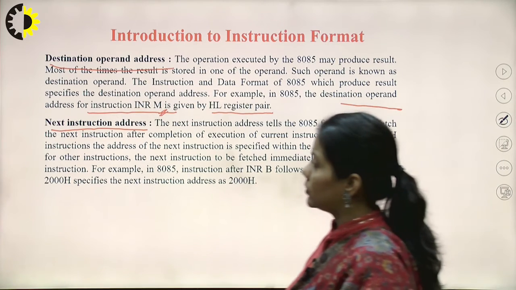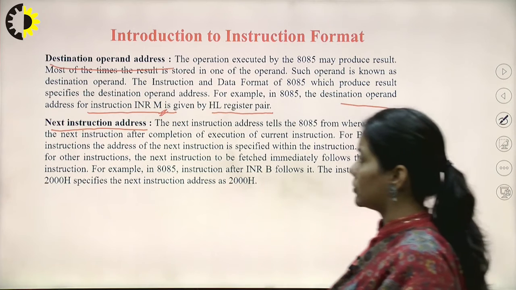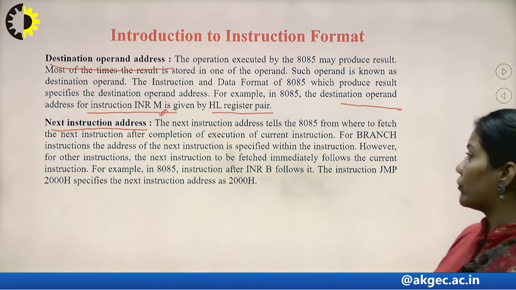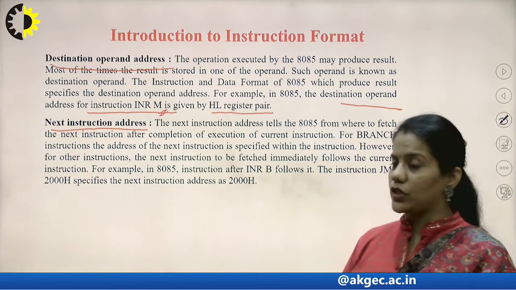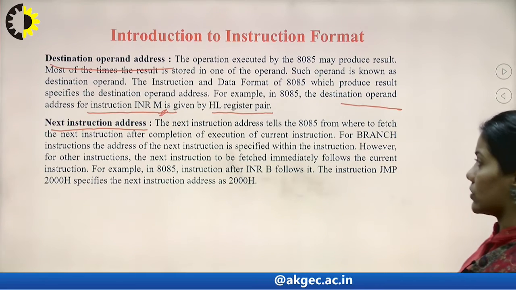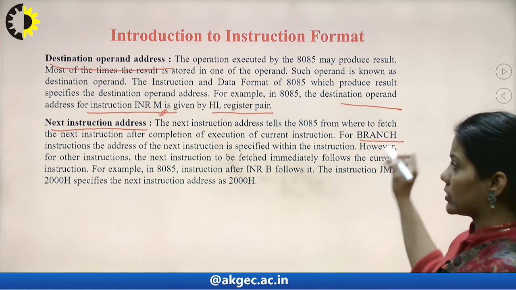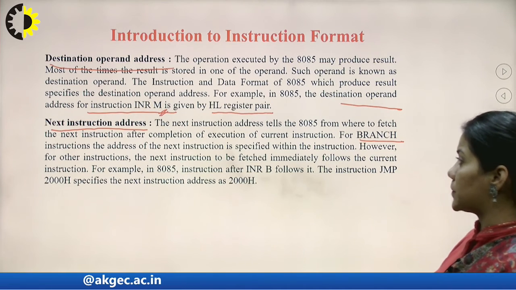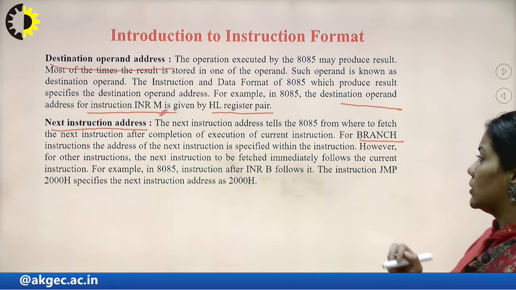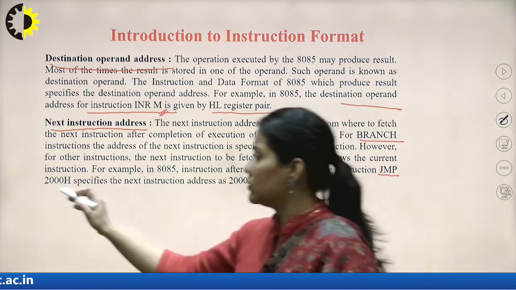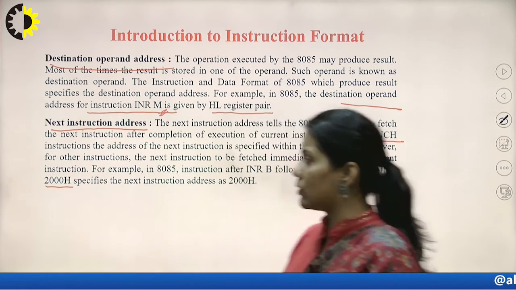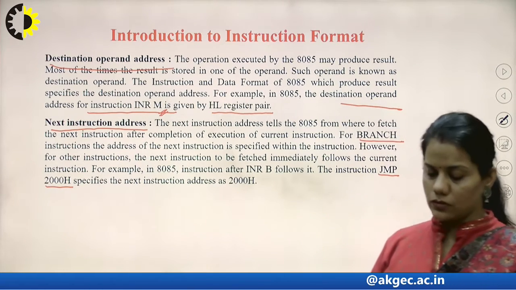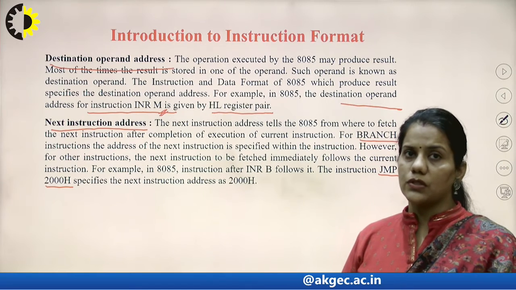Another thing is the next instruction address. The next instruction address tells the 8085 from where to fetch the next instruction after completion of execution of the current instruction. For example, for branch instructions, the address of the next instruction to be fetched immediately is specified within the instruction. Similarly, in the jump instruction, suppose the instruction is JMP 2000H, it specifies the next instruction address as 2000H. So, these were the basic terms.